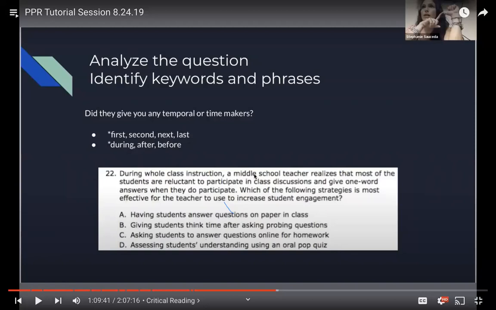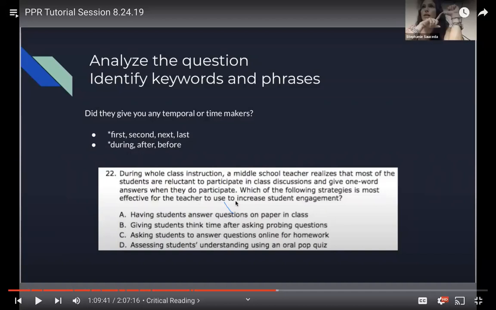A middle school teacher. So now we have age, right? And that should give you developmental clues or hints about how the students might learn best based on where they are. So a middle school teacher realizes that most of the students are reluctant to participate in class discussions and give one-word answers when they do participate. Which of the following strategies is most effective for the teacher to use to increase student engagement?